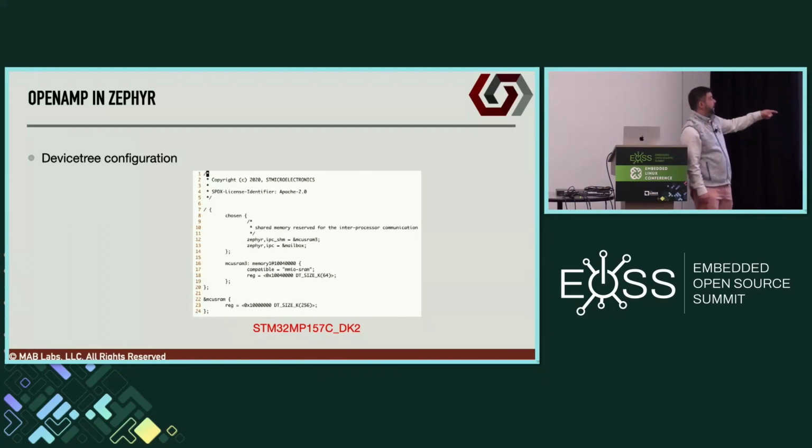So again, we can see that we defined two things. We defined the IPC shared memory, right? We referenced that to a region of memory that's defined by the vendor, that is shared between the MCU and the MPU.